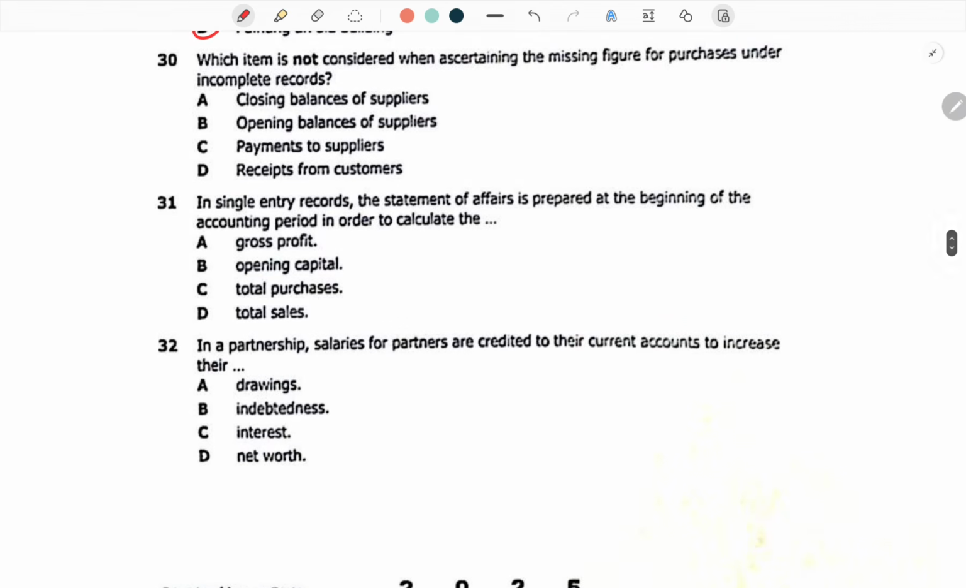Which item is not considered when ascertaining the missing figure for purchases under incomplete records? A, closing balances, no. B, opening balances or surplus, no. C, payables to surplus, no. So these are not it. I would go with D, receipts from customers.